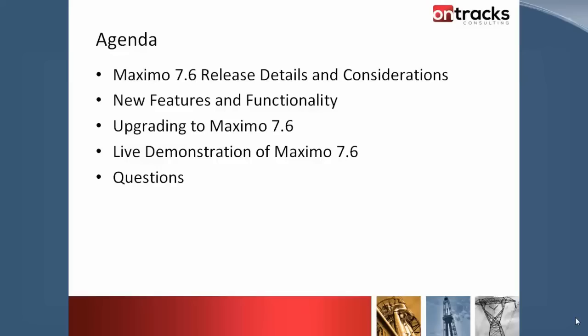Certainly not going to talk about all the features and functionality, but we'll go through quite a large portion of them. Like I said before, there are a lot of new things in this release, so it's really good. We'll be talking about upgrading to Maximo 7.6. We'll talk about the upgrade path, how to get to 7.6, and what are the steps we have to go through from version 7.1 to get all the way up to 7.6.